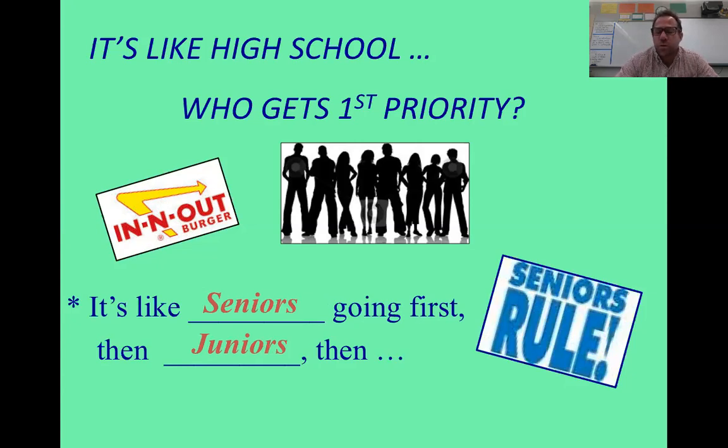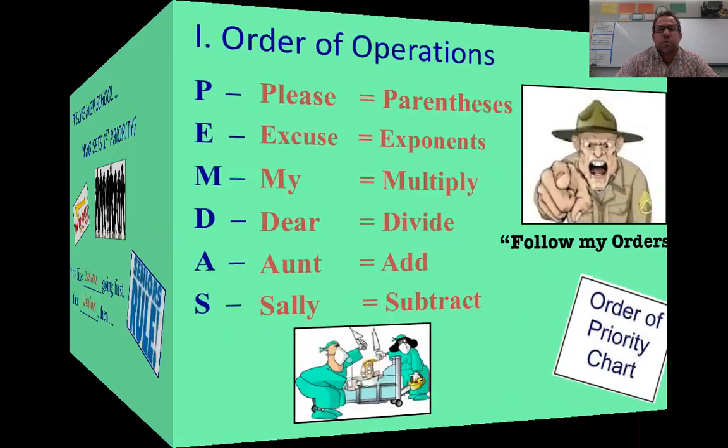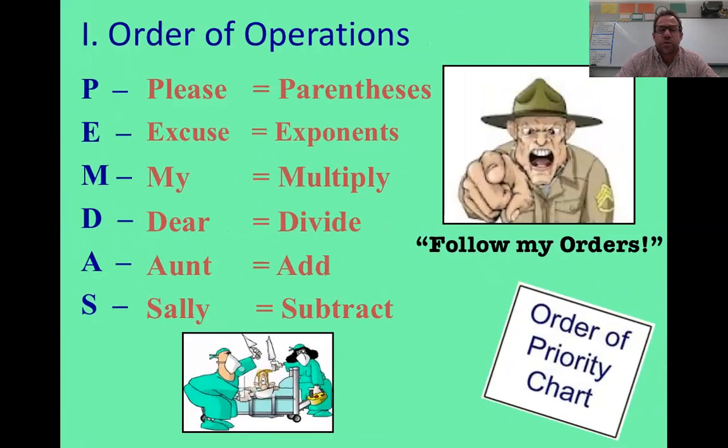So I want you to think of the order of operations. We'll go back to that in just a moment. I want you to think about high school. Who is going to get first priority? So when we look at this order of operations, highest priority is the parentheses. So when you're doing a math problem, you first look for parentheses. But if there are no parentheses, then the next priority is going to be the exponents. So we look to see if there are no exponents, then next in line would be the multiply and divide.